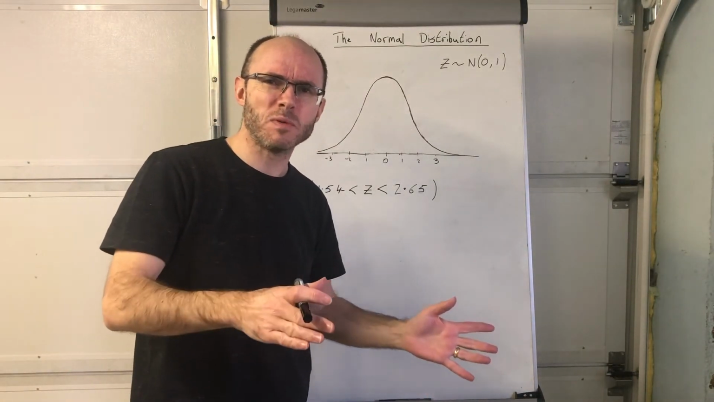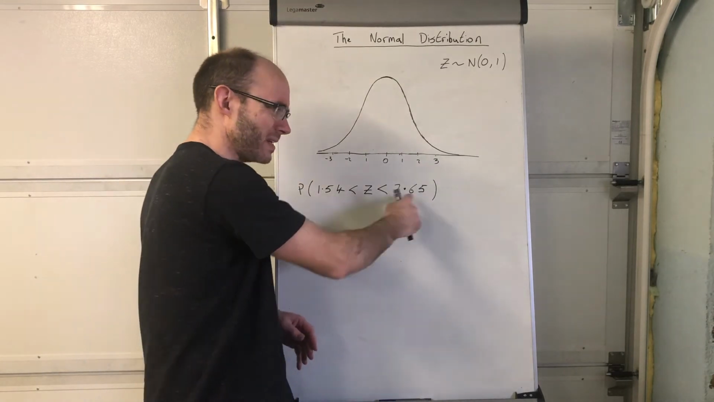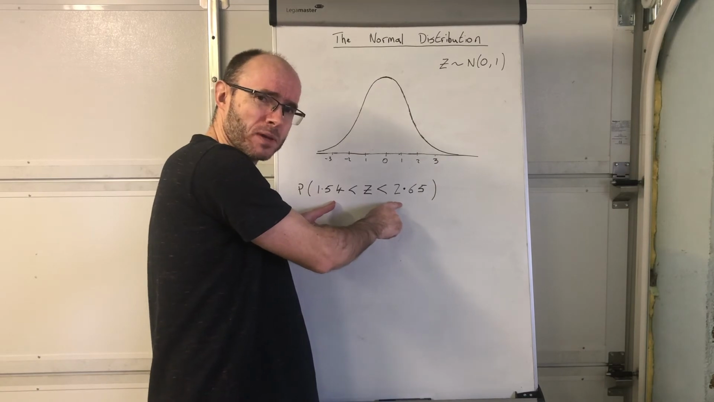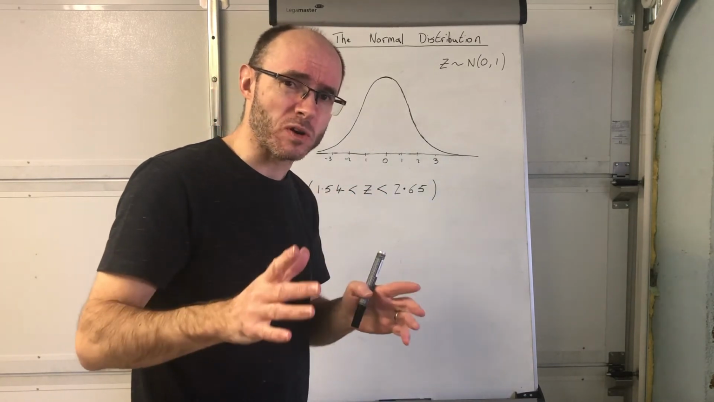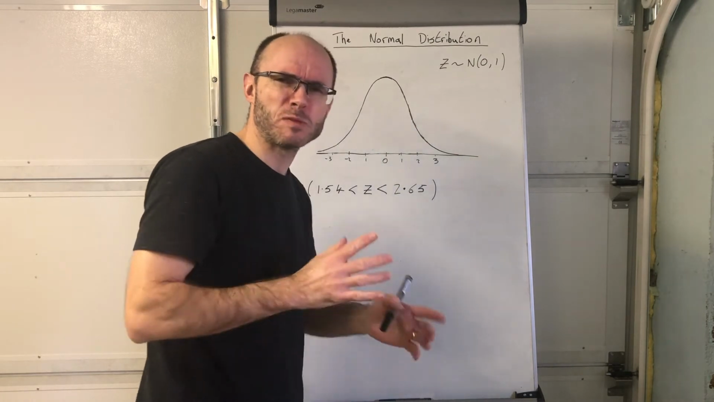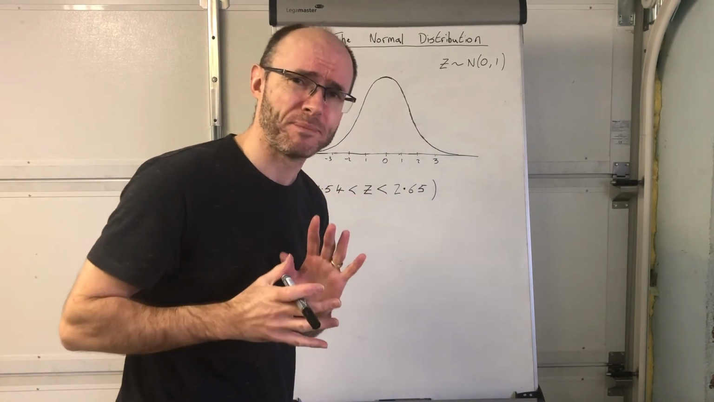Right, in this example, I'm going to show you how to work out the probability that Z is in between two specific values, okay? Now I've chosen these values on purpose because if you remember before, we have worked something out involving 1.54 and 2.65. Maybe just pause the video and use that information to try and see if you can work it out.